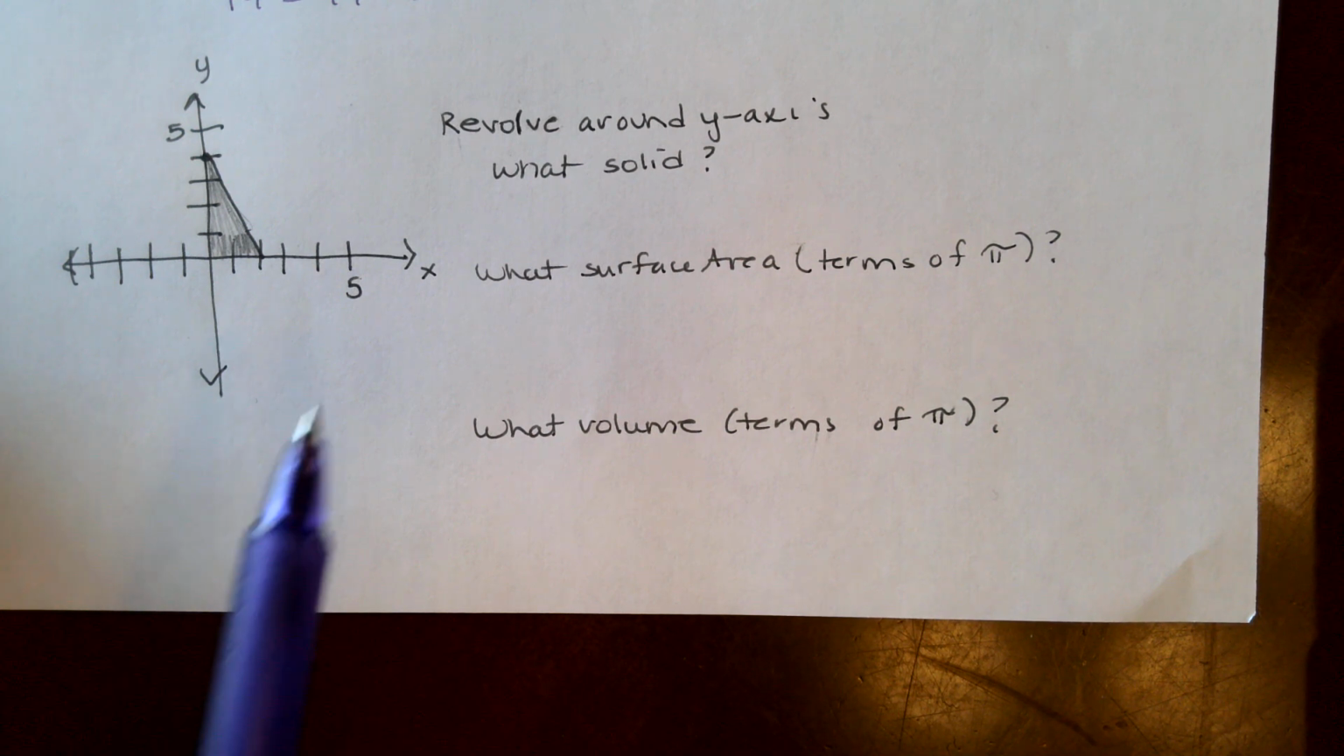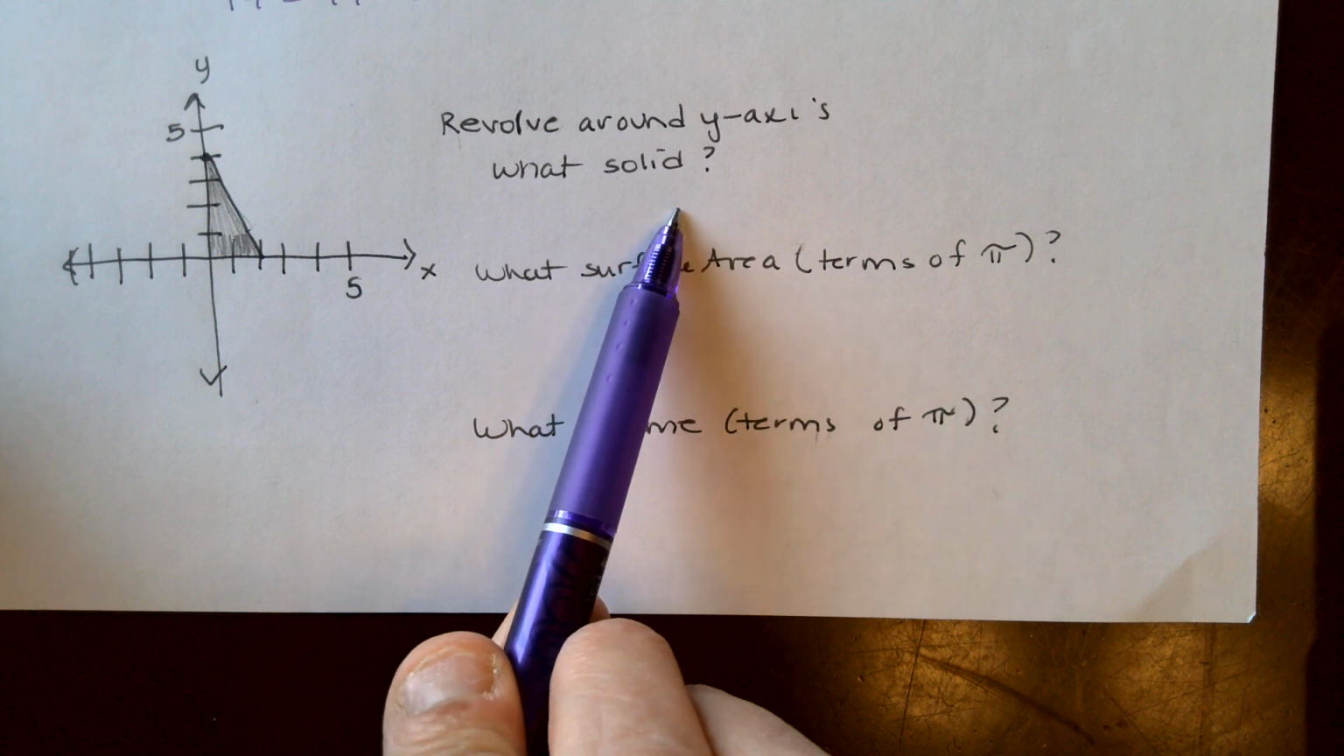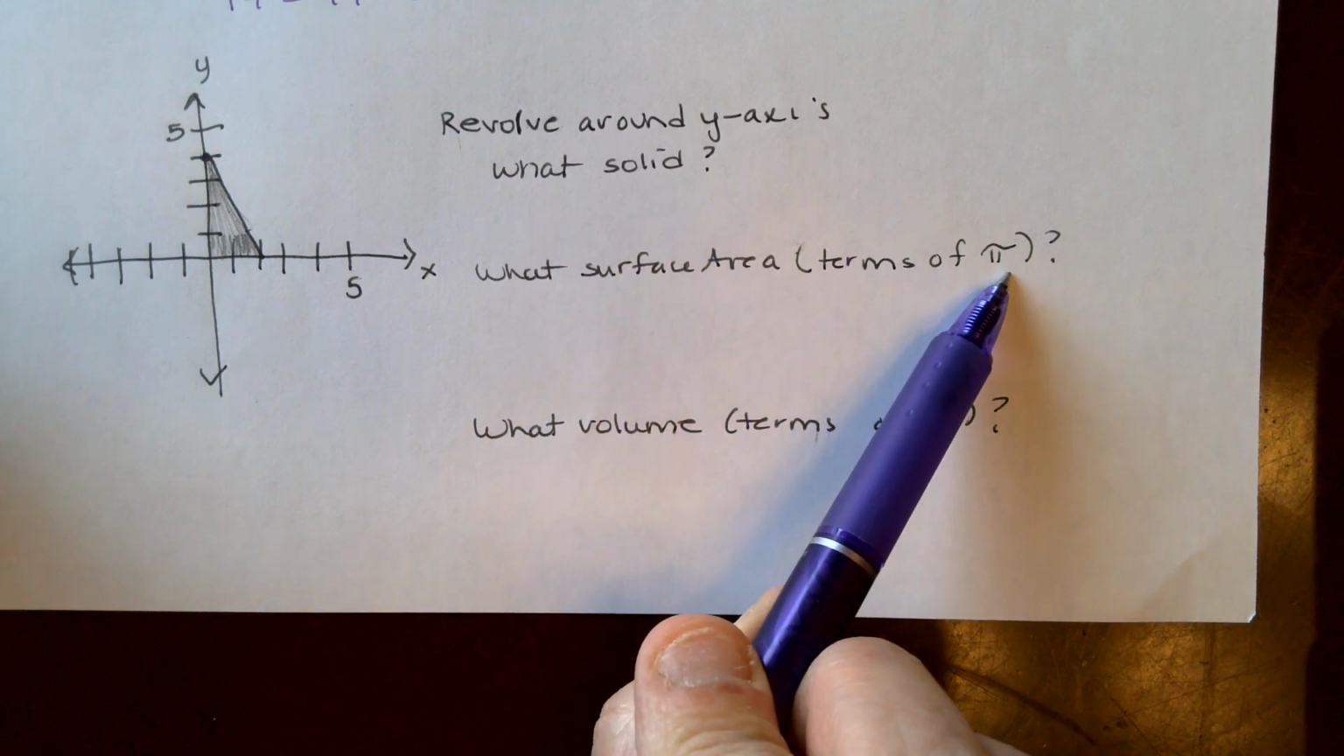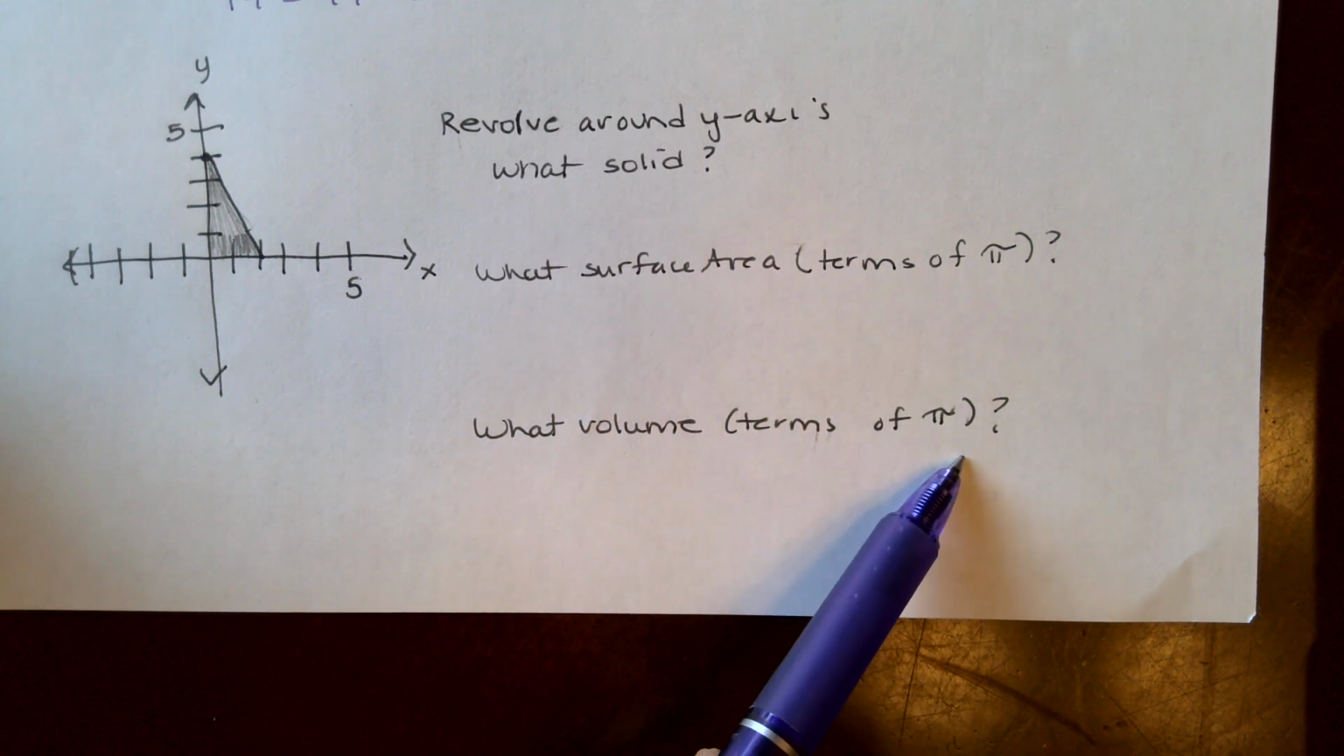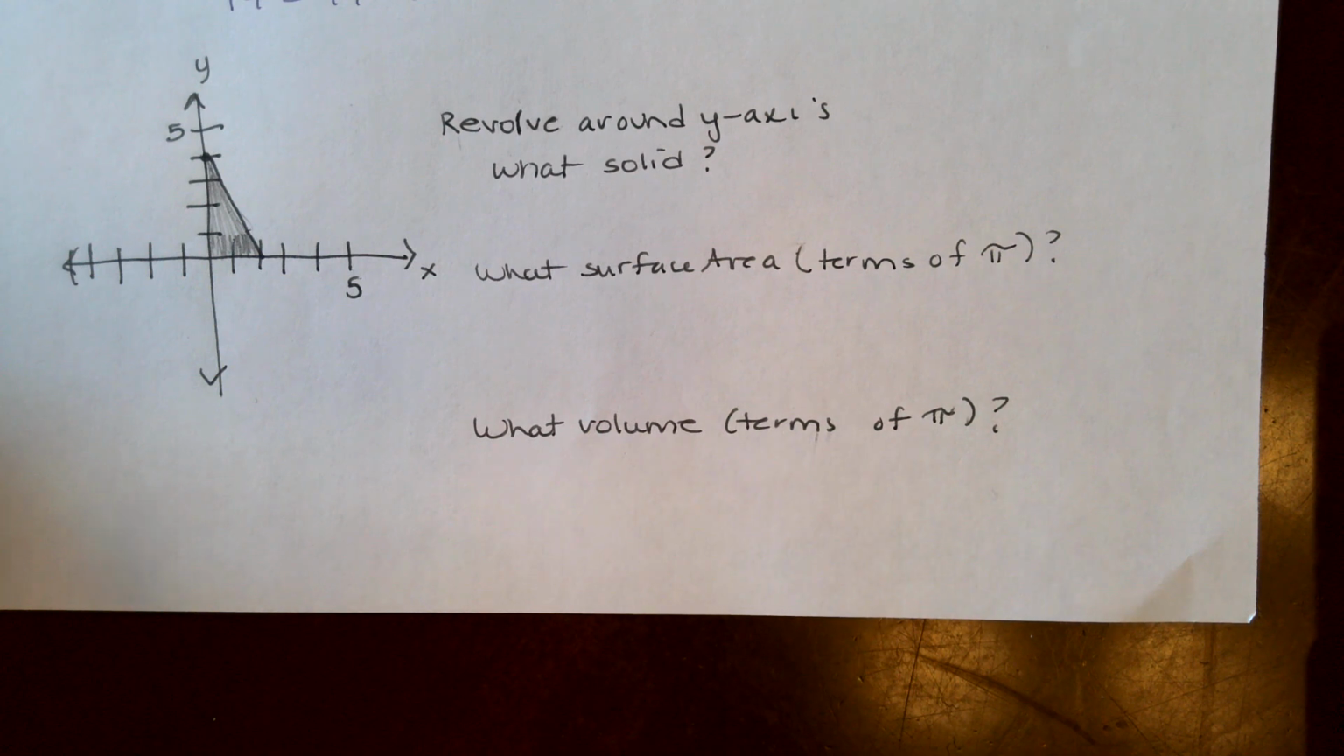So again, I want you to do that. Then once you figure that out, I want you to get the surface area in terms of pi, and I want you to get the volume in terms of pi. And then start this up again. Try it. I really highly suggest you try it and not just watch me do it.